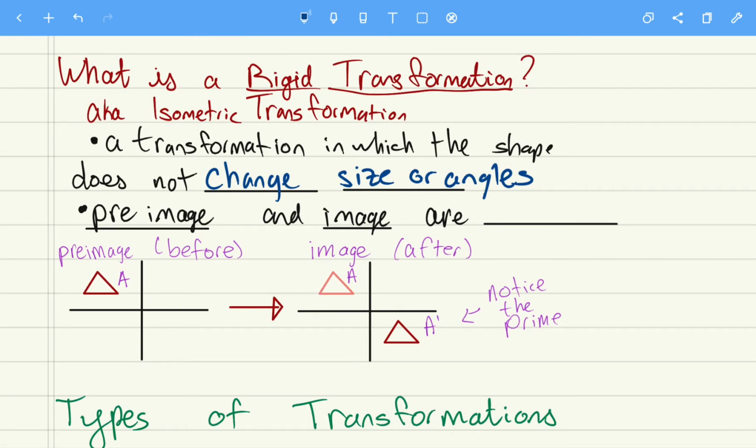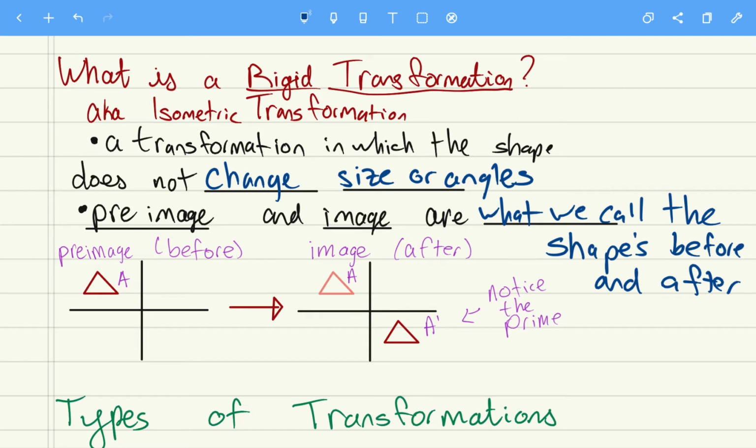Before that, we need to discuss some vocabulary. The pre-image and image are terms that we use for the shapes before and after. Pre-image is the before. So if, for example, we have this triangle here, that is our pre-image. Then we perform some transformation, in this case a translation, and now it's over here. That's what we call our image.